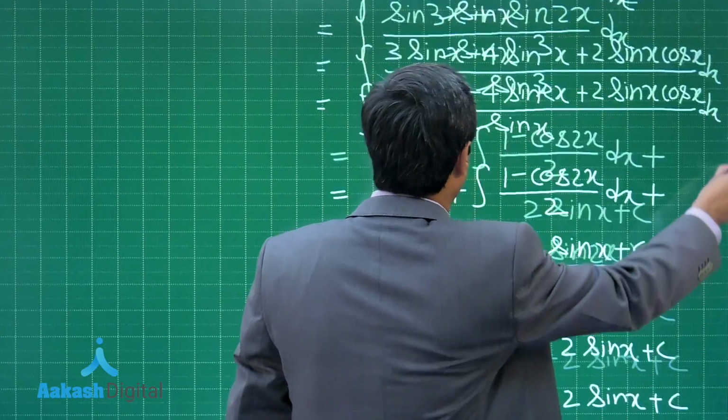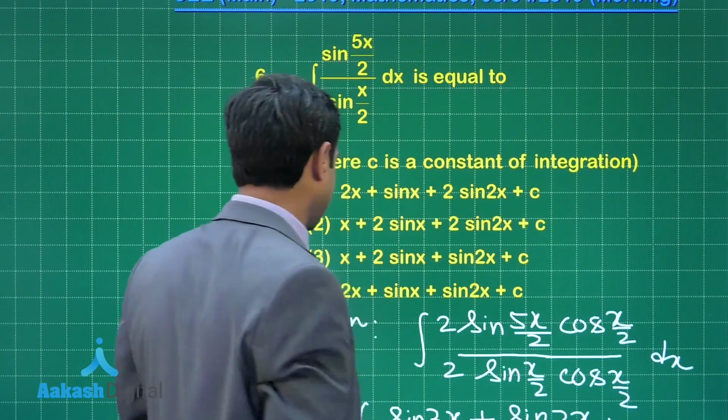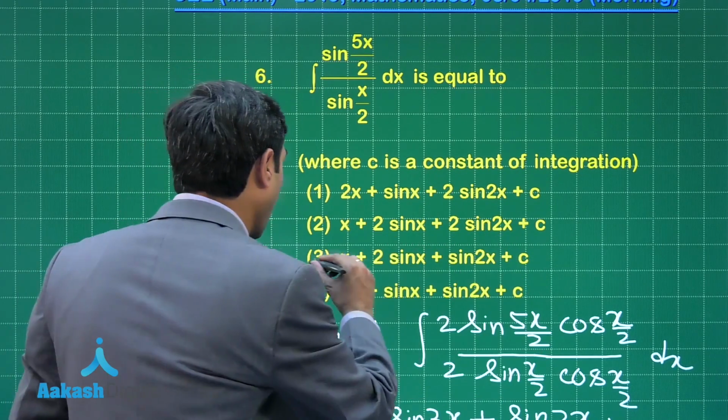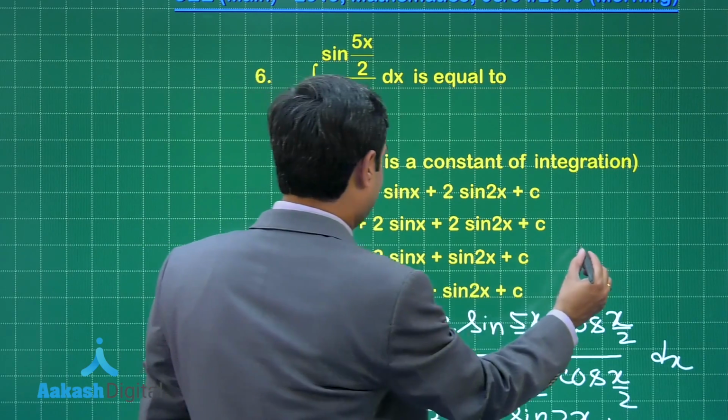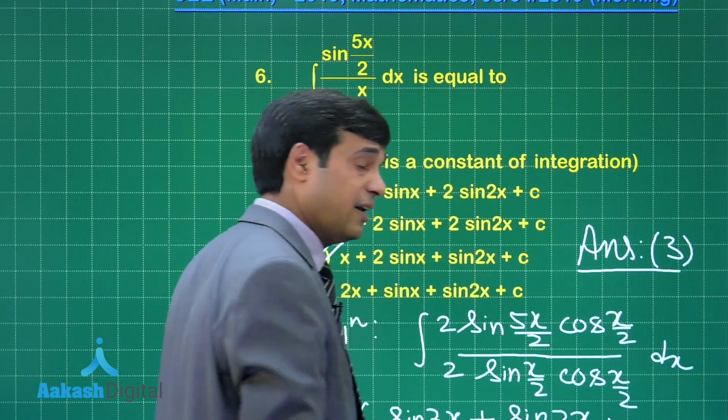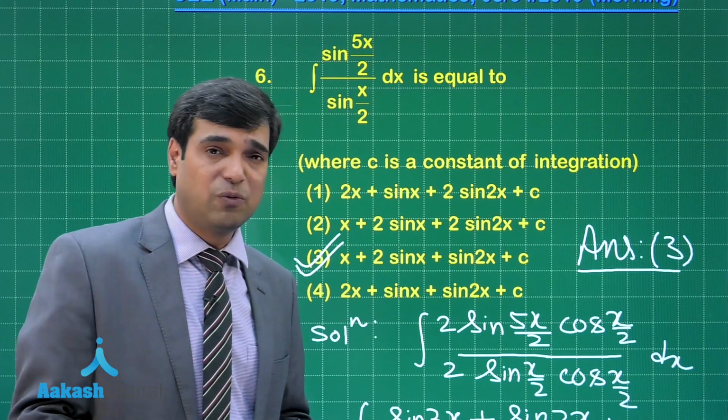Let's see from the given options. X plus 2 sine x plus sine 2x plus c, meaning option number 3 is the correct answer for this question. So let's mark it as the correct one. I'm sure this is also clear. Let's move on to the next one.